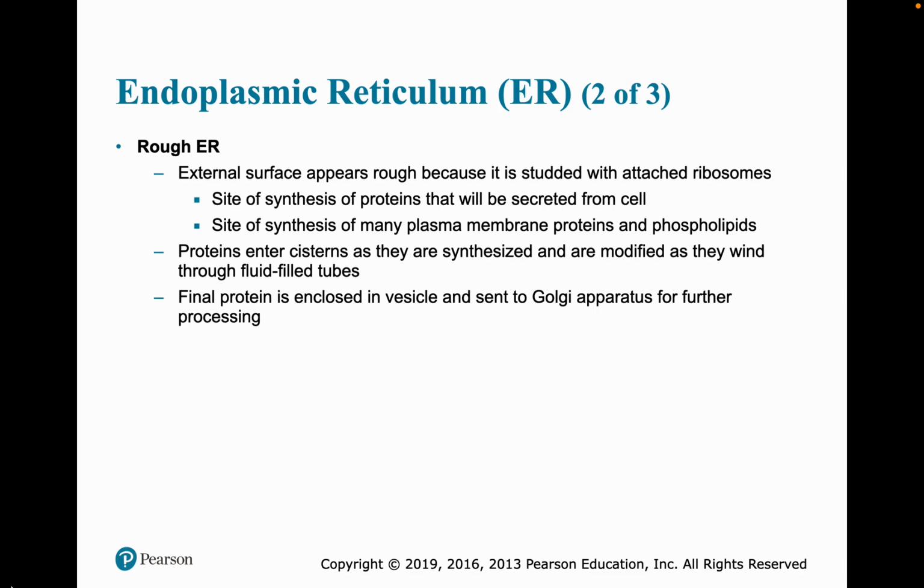The rough endoplasmic reticulum looks rough because it's studded with ribosomes. Those ribosomes are synthesizing proteins. Those proteins are being built into the internal part of the endoplasmic reticulum, where they are modified and folded correctly. And they are then sent to the Golgi for further processing and delivery to where they are going.